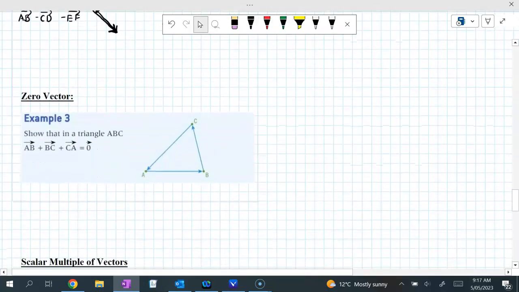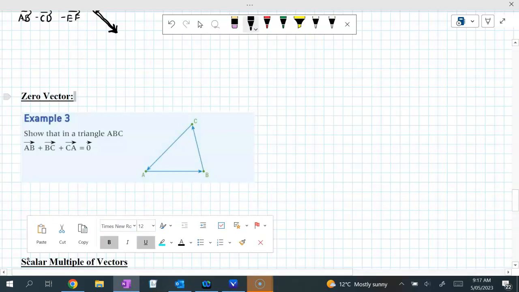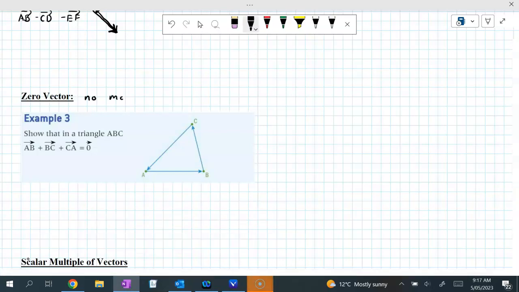Now the zero vector, well, it has no magnitude, no size or a size of 0, and therefore no direction.